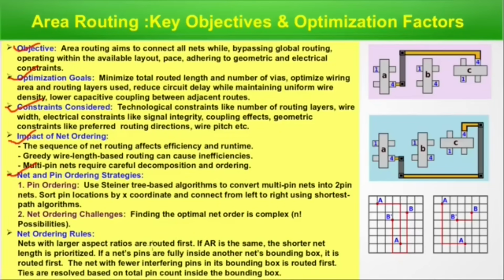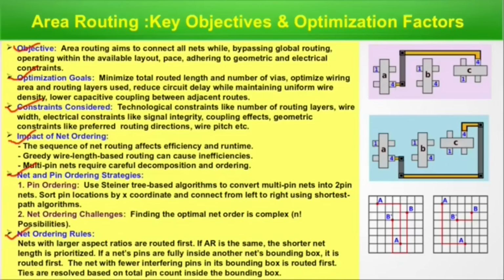Nets with larger aspect ratios are routed first. If the aspect ratio is the same, the shorter net length is prioritized. If a net's pins are fully inside another net's bounding box, it is routed first. The net with fewer interfering pins in its bounding box is routed first. Ties are resolved based on total pin count inside the bounding box. These are the rules followed.